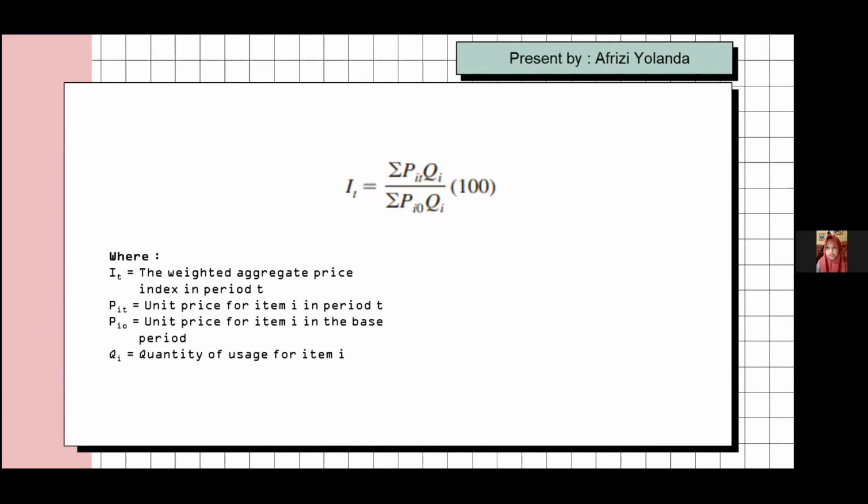In a special case of the fixed weight aggregate index, the quantities are determined from base year usage. In this case, we write Q_i equals Q_i0, with the zero subscript indicating the base year quantity weight. The previous formula becomes I_T equals sigma P_iT times Q_i0 divided by sigma P_i0 times Q_i0 times 100.